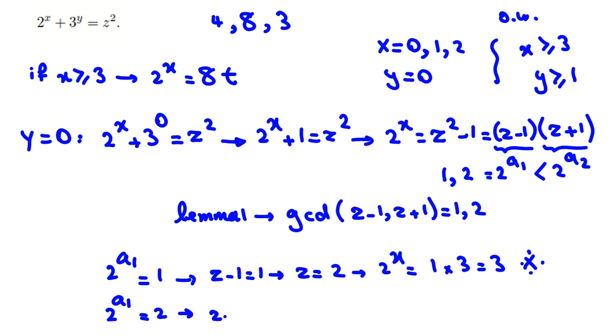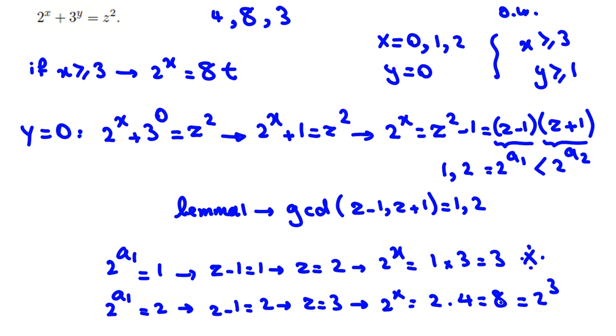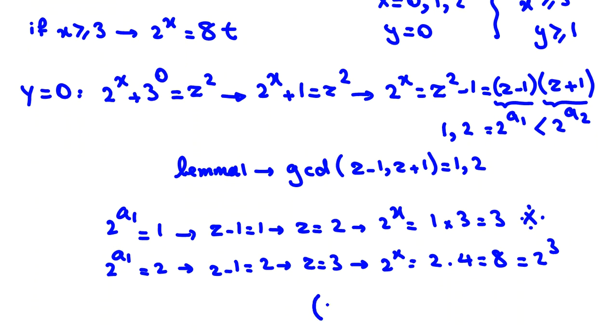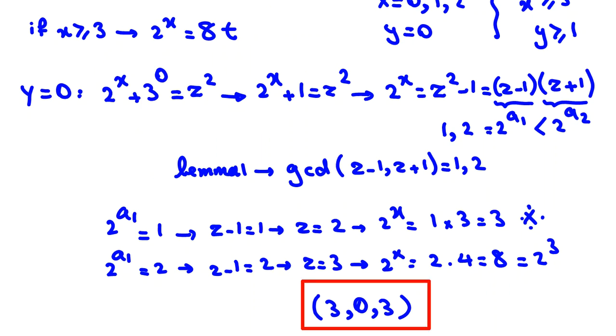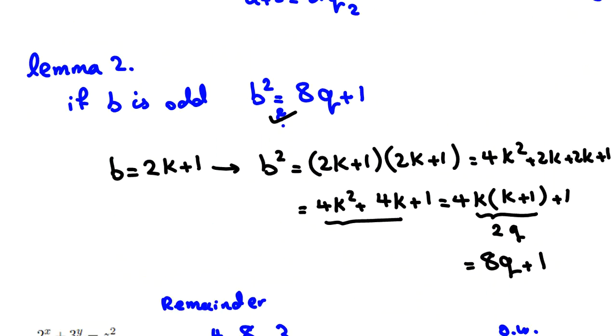The next one, 2 to the a1 is 2. We know z minus 1 is 2, so z equals 3. Now, 2 to the x equals what? z minus 1, which is 2, times z plus 1, which is 3 plus 1, 4. That is 8, so 2 cubed. Now we understand x, y, z. x will be what? 3. y is what? 0. And z is what? 3. So we found one answer. Let me draw a rectangle around this answer. So the first answer is okay. Now we've considered y equal to 0.